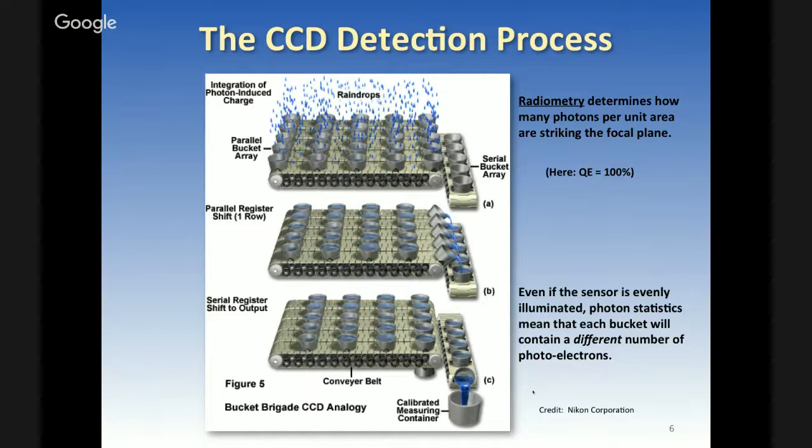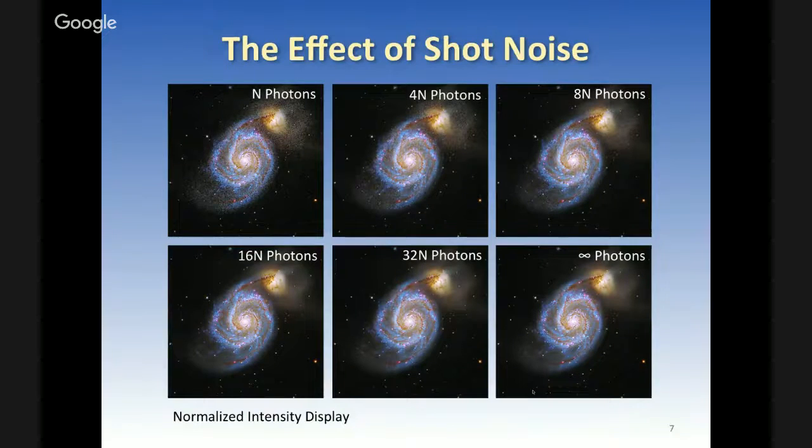As we've said, if each sensor was evenly illuminated, the photon statistics mean that each bucket will contain a different number of photoelectrons. And so that's the problem that we all face, and you all know this. We're taking pictures. And this may be a little bit hard, I hope you can see this on your screen. But I've simulated here the effect of shot noise. And this is just photon noise, no other sources of noise. If we start out with n photons and we go to 4n photons, 8n photons, you can begin to see that the image gets cleaner and cleaner until we get to what I call an infinite number of photons. It's really just a very, very large number of photons.